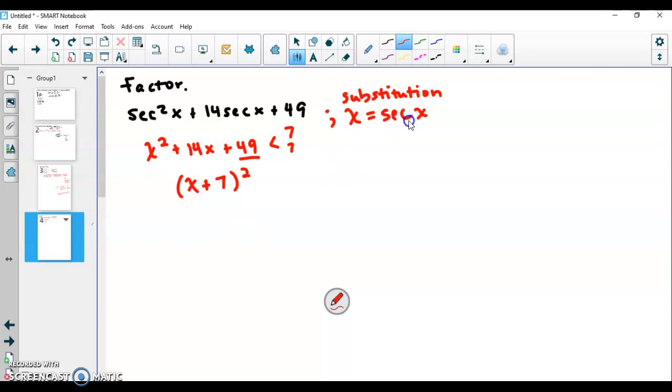Now the last thing I need to do is take what I know and plug it back in. So my final answer, when I factor this completely, would be secant x plus 7 squared.